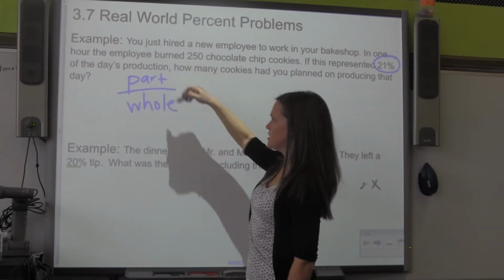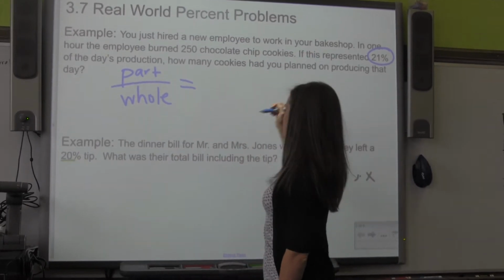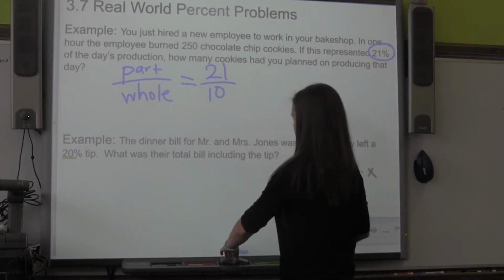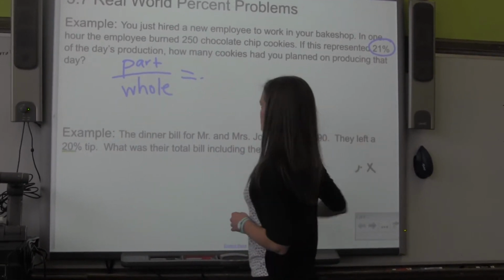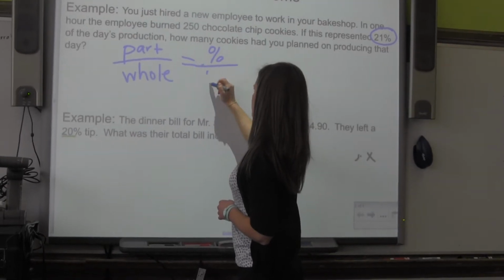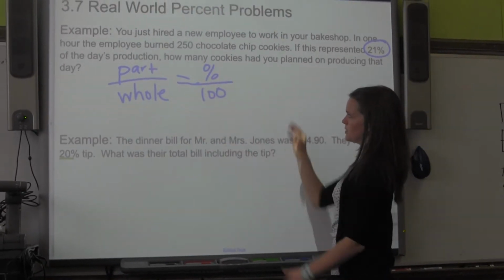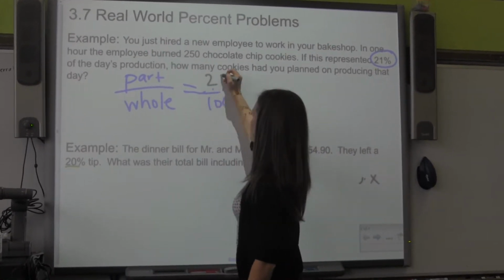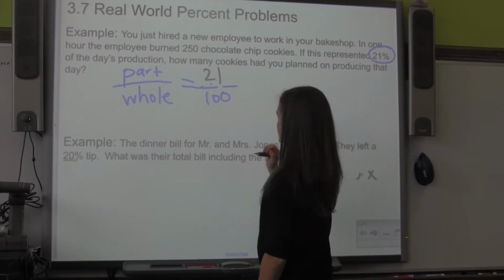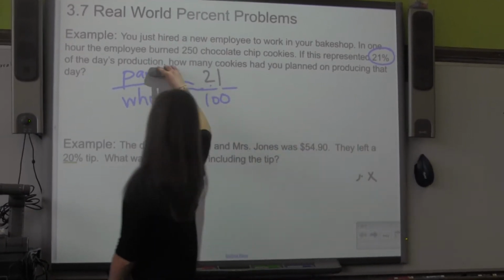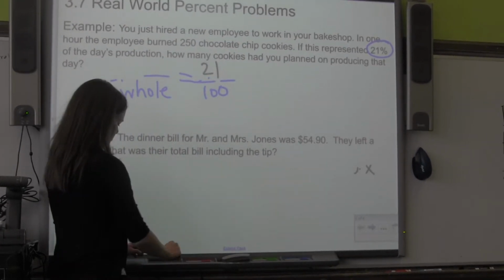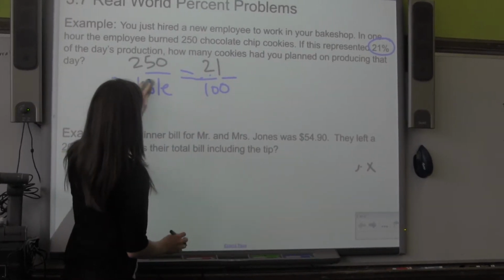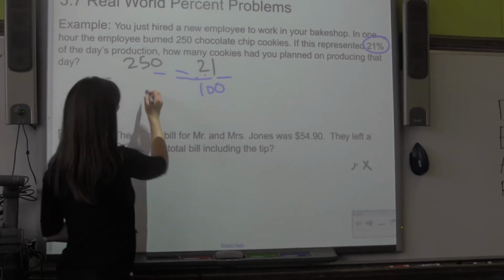So the actual number burned over all the cookies is equal to the percent that they gave us, 21 out of 100. Sorry, I should write this. It's equal to our percent over 100. Now we can replace stuff in here with what we know from the problem. They told us that 21% of the cookies were burned, so I'll put a 21 here. They told us that 250 were burned. 250 cookies were burned, and they wanted to know how many were in our batch altogether.